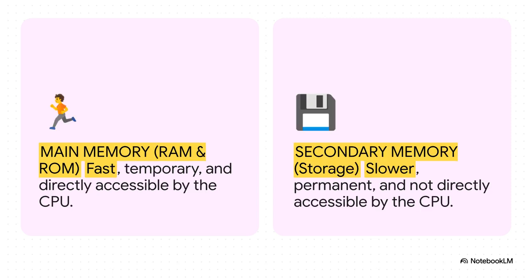And that brings us to a really important distinction. You have main memory. That's RAM and ROM. It's super fast, and the CPU can talk to it directly. But it's mostly temporary. Then you have secondary memory. Think of your hard drive or SSD. That's for permanent, long-term storage. It's a bit slower, and the CPU can't access it directly, but this is where your files and programs live safely when the power is off.